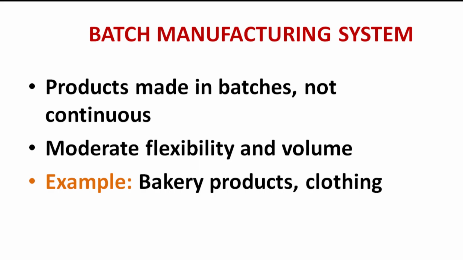Another type of manufacturing system or the production system is your batch production system. Here the products are in batches, but they are not continuous. Here the flexibility is moderate, less than the flexibility in case of a job shop production. Similarly, volume is slightly higher. If I give the example, we have a bakery shop, we have textile or clothing, where a particular size is manufactured or produced in one cell. This is called a batch manufacturing system.